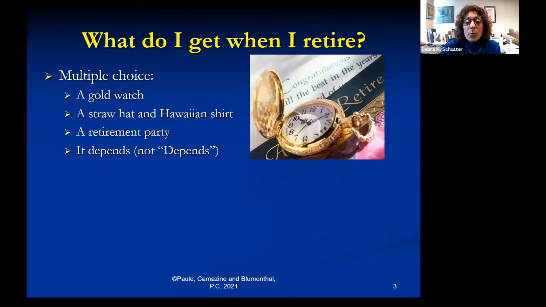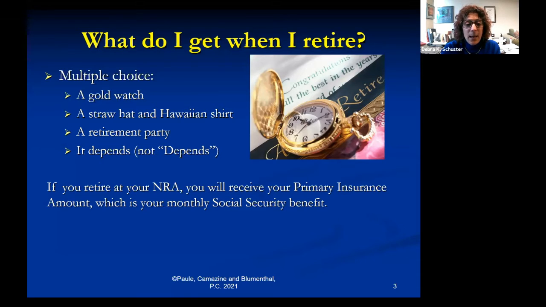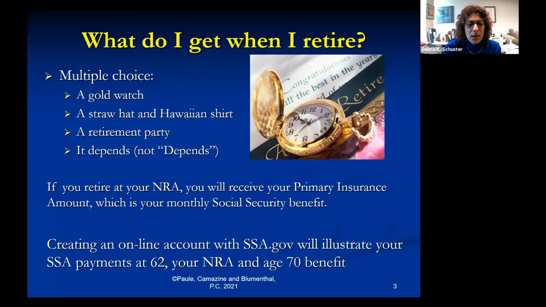If you retire at your normal retirement age, which was listed on the previous slide, you will receive what Social Security calls your primary insurance amount, or your PIA, which is your monthly Social Security benefit. And we will talk at much greater length at what that amount is. So if you create an online account with SSA.gov, it will illustrate your Social Security payments at age 62, which is the youngest age at which someone can retire and collect Social Security if they are not disabled, your normal retirement age, again, based on the previous slide, and at age 70, which is the age at which someone receives their maximum Social Security benefit.